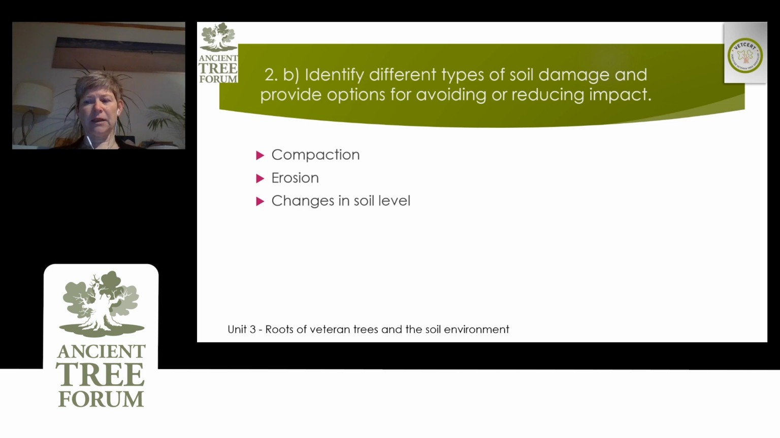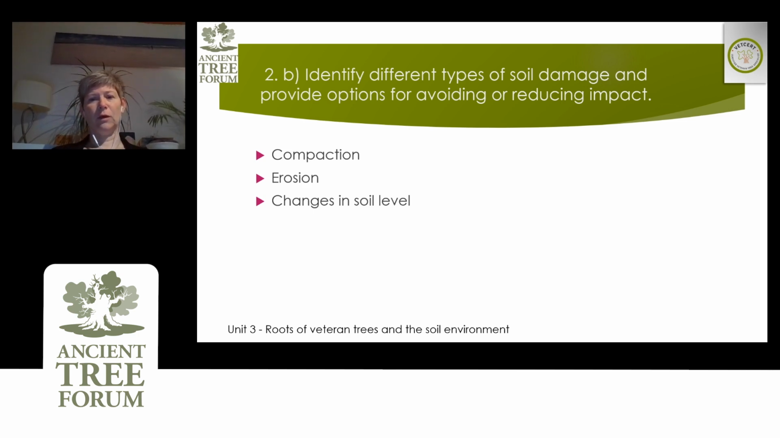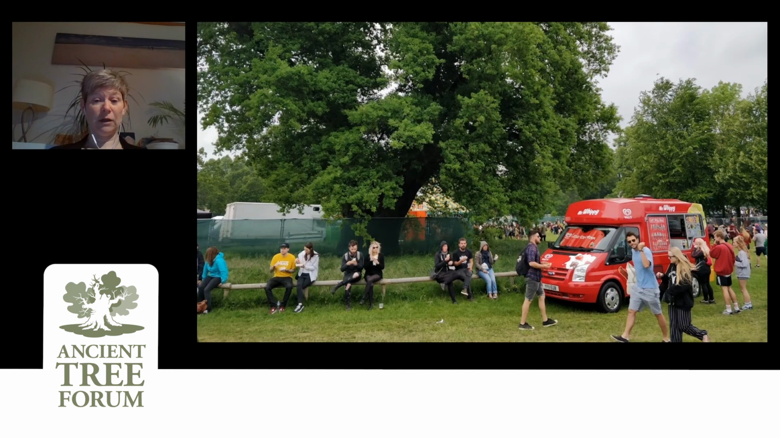And then the next part is the different types of soil damage and thinking about options for avoiding or reducing the impact. So 2 and 3 in this level are related to one another. The first is identifying the soil damage and the options for avoiding or reducing the impact, but then also how we remediate. So I guess compaction, erosion and changes in soil level are the 3 key soil damage aspects that we often see in relation to veteran trees and trees more generally.